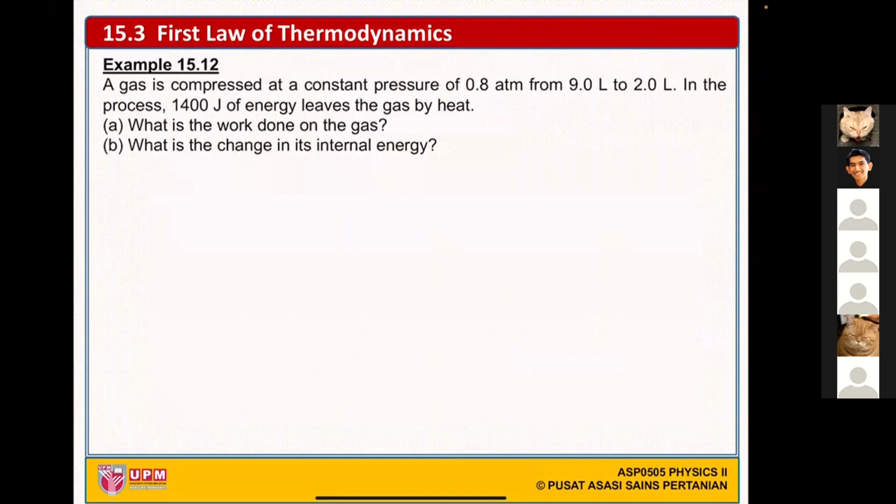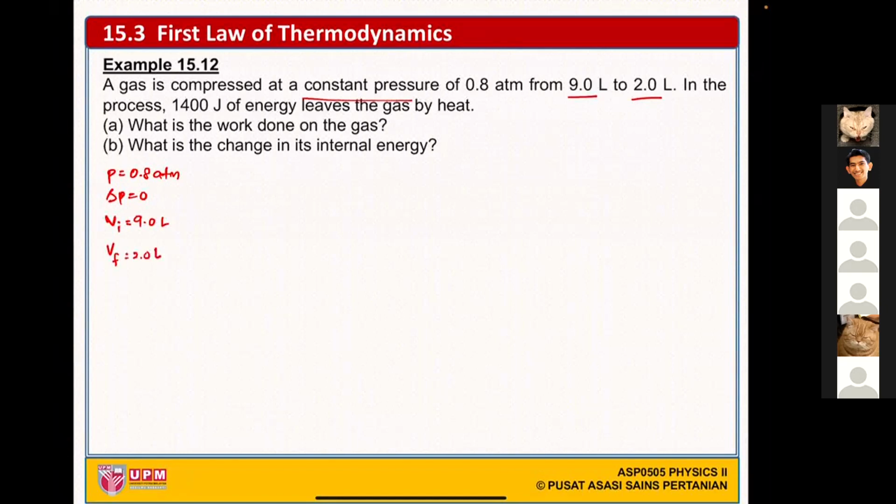15.12. A gas is compressed at a constant pressure. Bermaksud P adalah sama dengan 0.8 atm, the change in P adalah sama dengan 0 sebab constant pressure. And from volume from 9 liter to 2 liter. Maknanya V initial sama dengan 9.0 liter. Okay. V final sama dengan 2.0 liter.